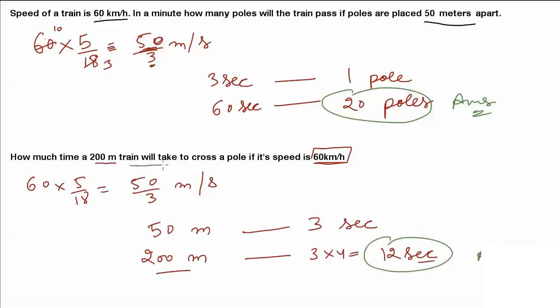You should understand one thing here. If there is a train and it has to pass a pole here, there is a pole, so it will pass the pole after it covers its own length. So it starts like here and it has to cover its own length. That's why we use this formula, and that's our answer.